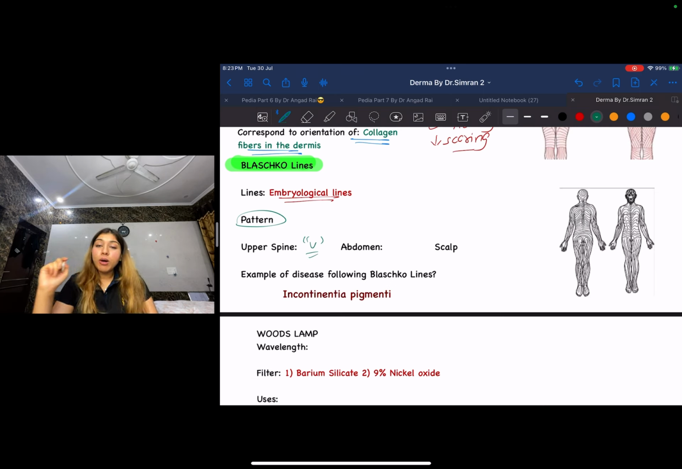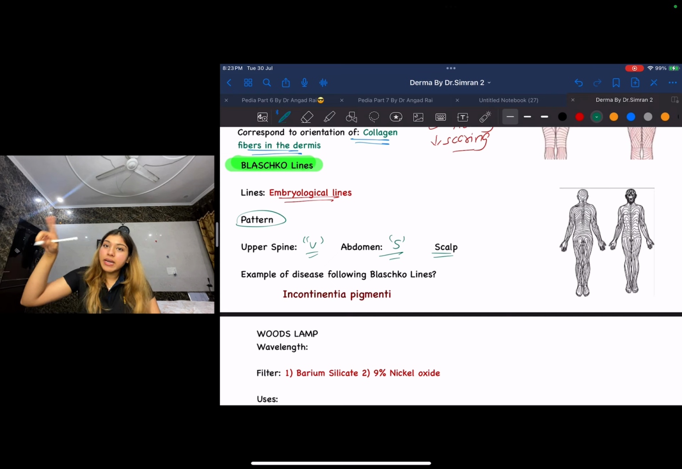Now abdomen, whenever you think of abdomen, you will think of stomach. So stomach means S. So you will get an S-shaped pattern in your abdomen. Now scalp. Have you ever seen a newborn baby and you see this spiral-like pattern on their scalp? So you will see a spiral shape on the scalp.